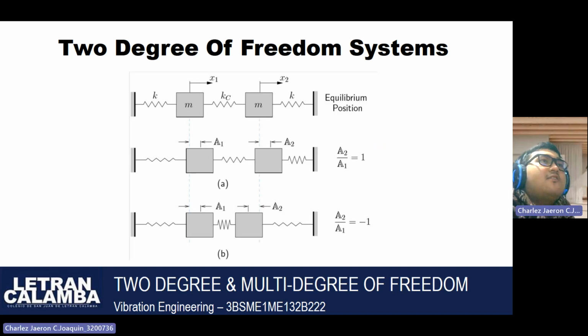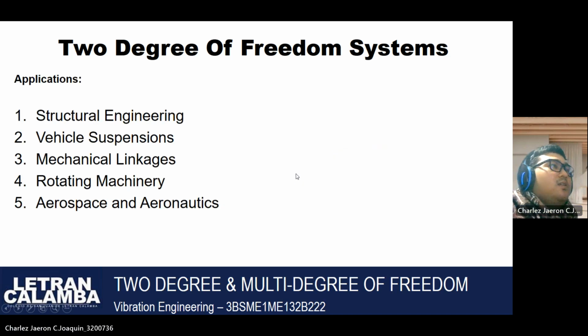This is the two degree of freedom system example. And next is applications. The first one is structural engineering. These two degree of freedom systems are extensively used in structural engineering to analyze and design buildings, bridges, and other structures. Next is vehicle suspensions.